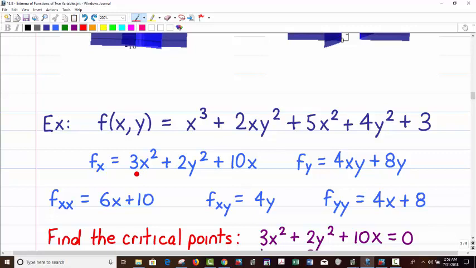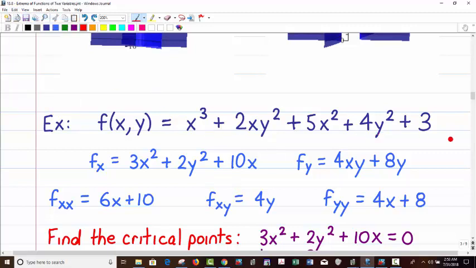Now this time I split these partials up. Like I said, however you write them out is totally up to you. The last example, I went straight down one column. Here I decided to split them up as two separate. You do whatever works for you. So let's check my partials real quick.